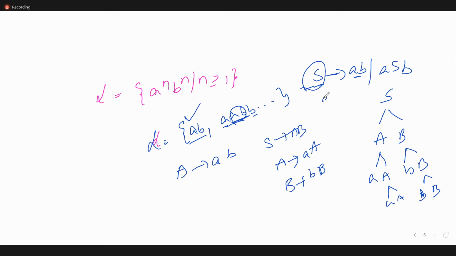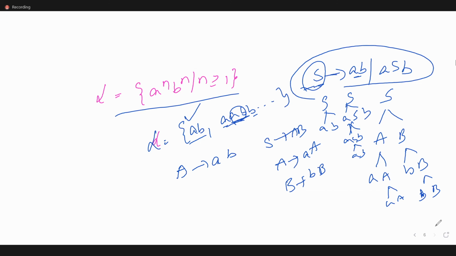Simple example. S tends to, if you want, you can directly take AB. If you want 2AB, that means 2A's, 2B's, simply you may derive. If you want 3A's, 3B's, in between you take S. Are we getting the language or not? Yes, ma'am. Okay, now you are familiar how to convert this thing to CNF and GNF.